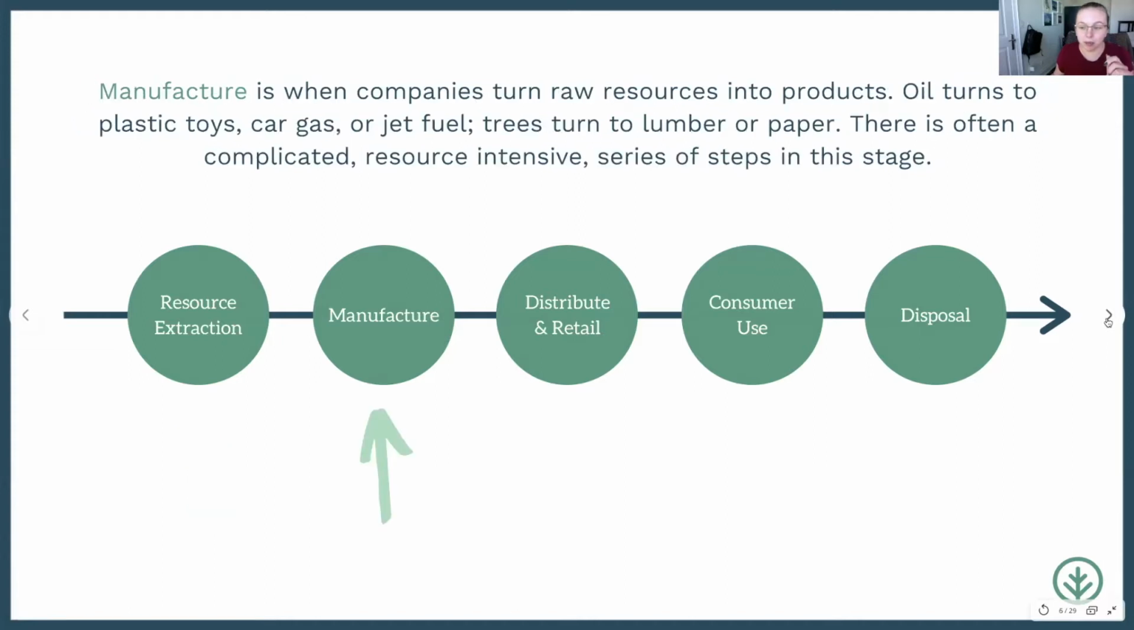So in the second step of the process, we go to manufacturing. This is when the companies actually turn the raw materials, like oil or lumber, into paper. This is the process of going from the raw material into the actual product. Obviously, depending on the product, this can be more or less complicated, but nonetheless, it's an important step to think about because it's additional resources being put towards creating that product for us.